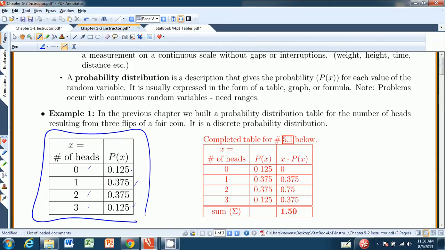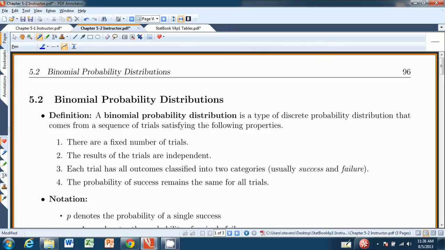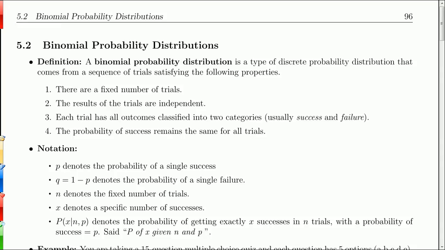So let's go back to 5.2, keeping in mind that table about the number of heads in 3 tosses of a coin. And we'll go to full screen. Okay, so a binomial probability distribution is a type of discrete probability distribution that comes from a sequence of trials that satisfy these properties. 1, there are a fixed number of trials.